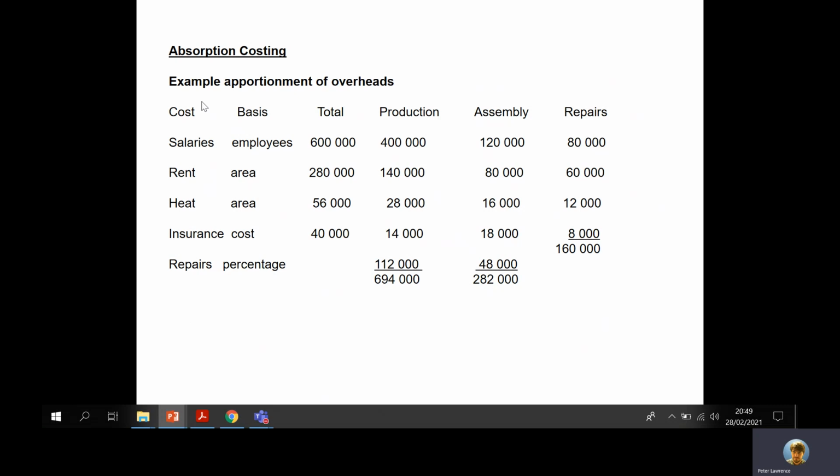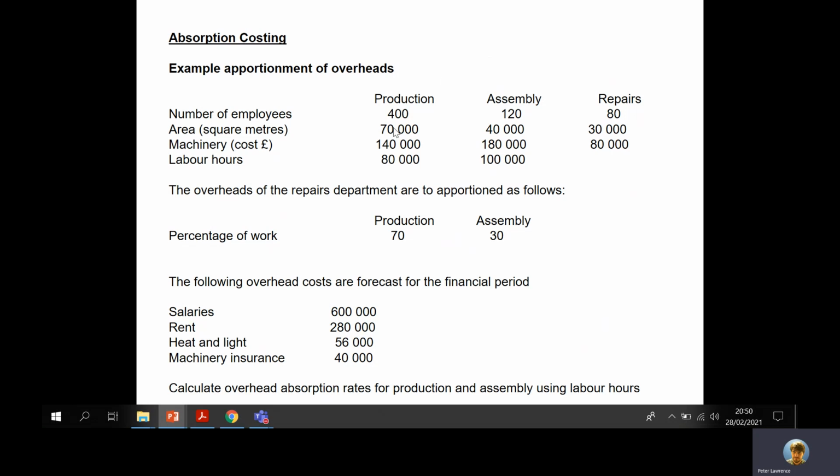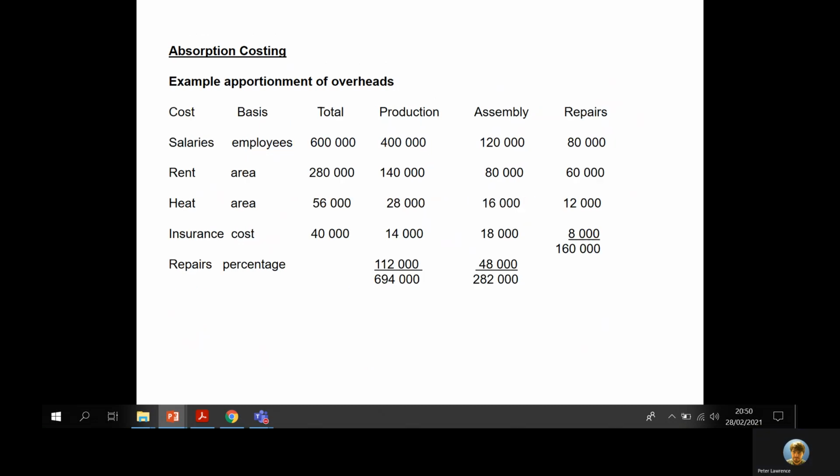So first thing we do is we list our costs down the side. And at the top there, we've got each of our departments. Now, salaries, we're going to base on the employees. Now, the total for that was 600,000. I'm going to go back 1 slide now. Remember, there was 400 in the production department, 100 employees in the assembly, 80 in the repairs department. So 600,000, we're going to split 400, 120, 80. Because it goes directly into 600,000.